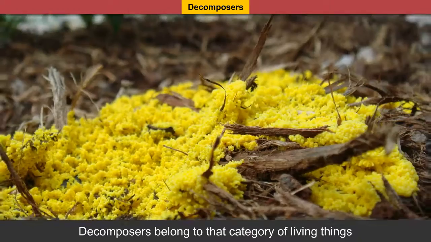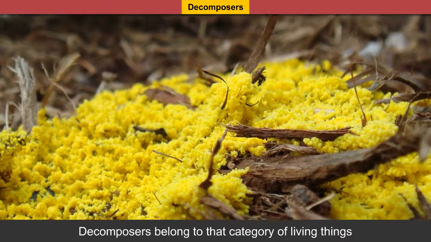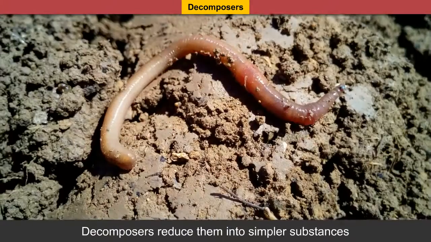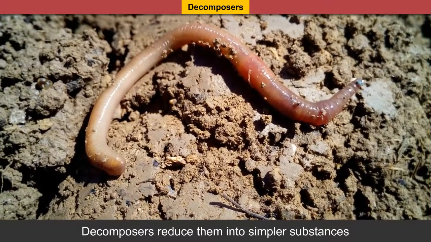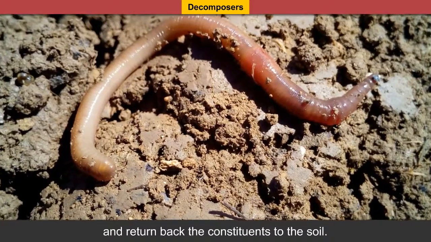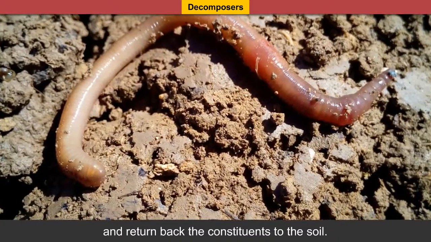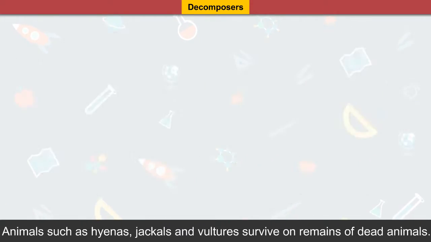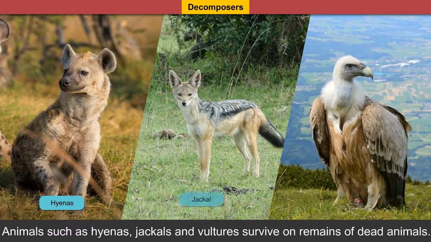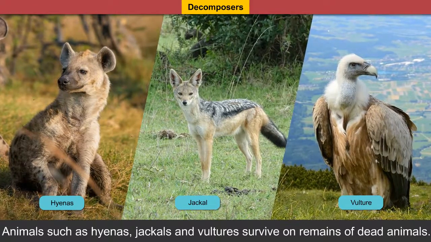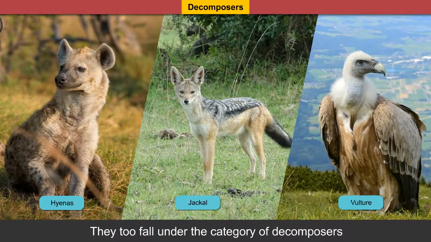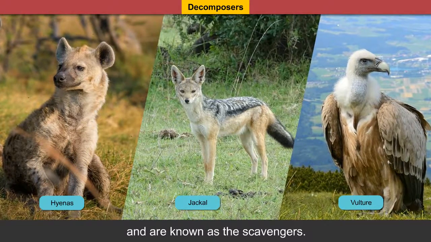Decomposers. Decomposers belong to that category of living things which survive on dead plants and animals. Decomposers reduce them into simpler substances and return back the constituents to the soil. Bacteria, fungi act as decomposers. Animals such as hyenas, jackals, and vultures survive on remains of dead animals. They too fall under the category of decomposers and are known as scavengers.